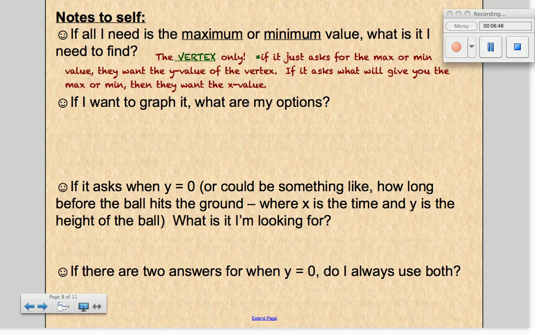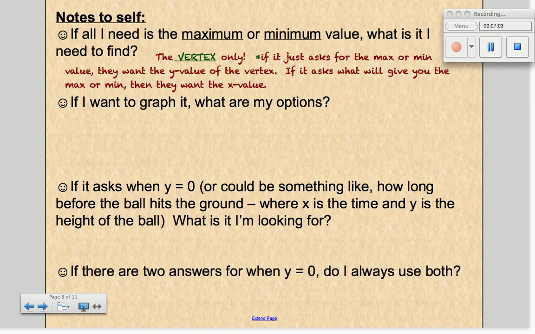Just make sure you read it, because sometimes it'll say what's the max or min, or sometimes it'll say what value will give you the maximum or minimum. That's when they're trying to find the x value. Okay? And we'll do one like that in a little bit.